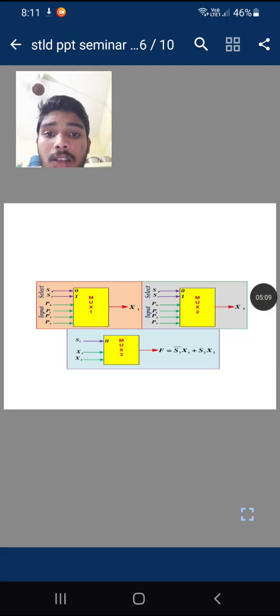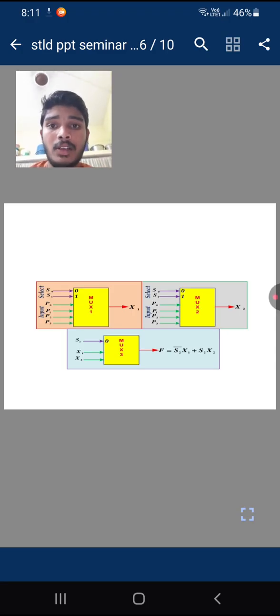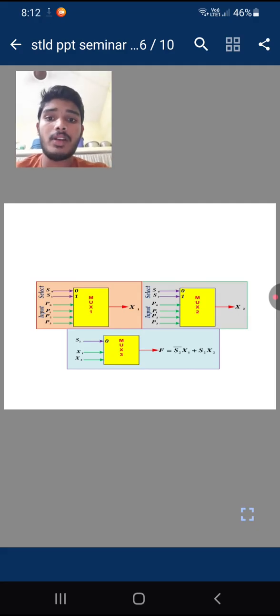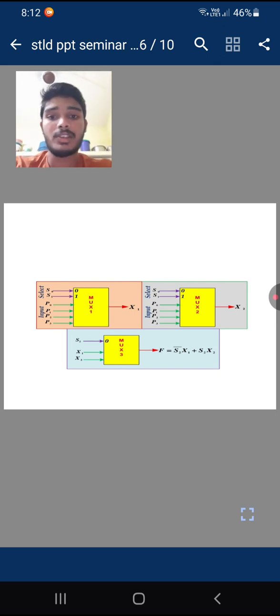Here, let us take two 4 by 1 multiplexers to form an 8 by 1 multiplexer. These are the two 4 by 1 multiplexers with the inputs P0, P1, P2, P3, and S0, S1 are the selection inputs, and X1 and X2 are the outputs of the 4 by 1 multiplexers. We can construct the 8 by 1 multiplexer by using 4 by 1 multiplexers, or directly by taking 2 power 3 inputs and 3 selection inputs and 1 output.